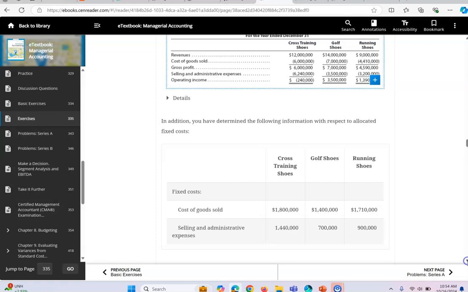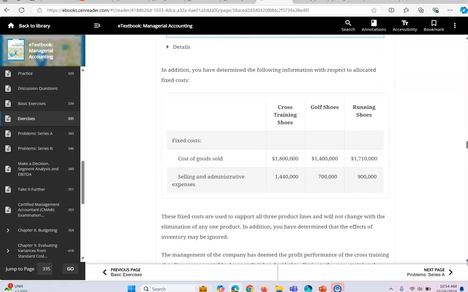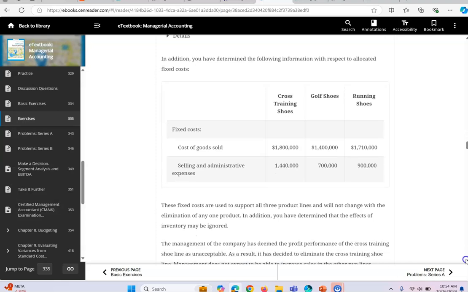In addition, we've determined the following information with respect to allocated fixed cost. So we see these fixed costs of the cross-training shoes of $1,800,000 and the selling and admin of $1,440,000. We see the fixed cost of golf and the fixed cost of running shoes. Now, these costs are used to support all 3 product lines and will not change with the elimination of any one product. In addition, you have determined that the effects of inventory can be ignored.